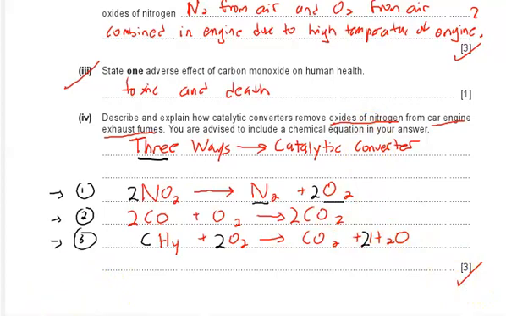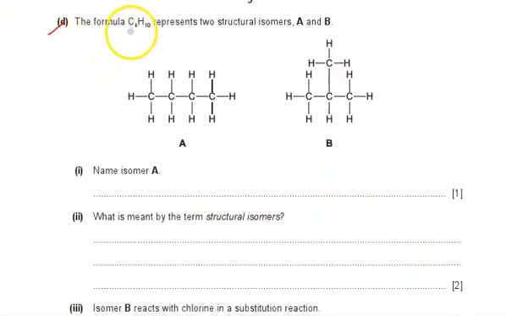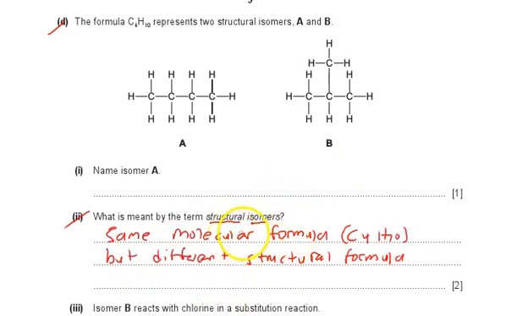Now let us move on. Okay, for the D, formula C4H10 represents 2 structural isomers. There is a question here: what is meant by the term structural isomers? So this is your answer. Structural isomer here means they have the same molecular formula. So both are C4 and H10, but their structure is different. So this is what is meant by isomers.